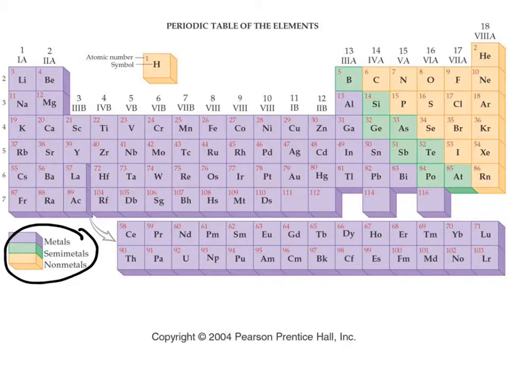We have a few of the semi-metals, and that's in the stair-step region. So a lot of periodic tables, they don't always color this in, but they will have a stair step on them like that. So our semi-metals are in the stair step region. And then that very right side of the periodic table are our non-metals.